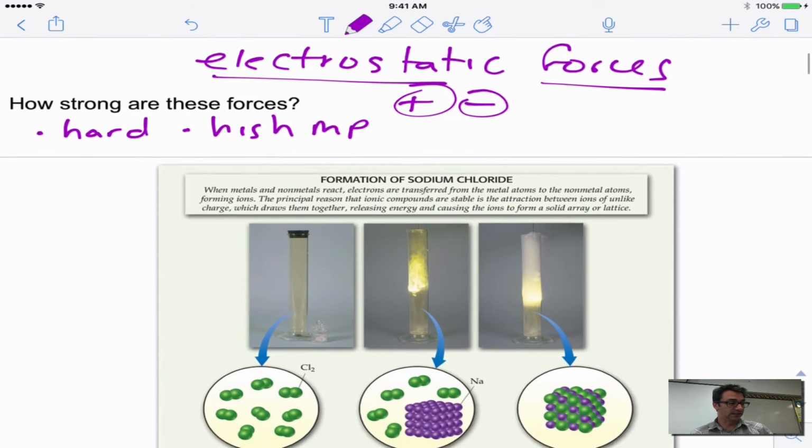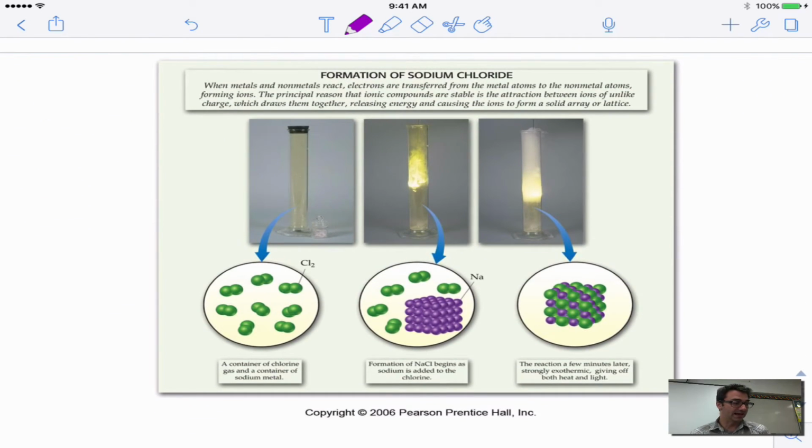Now, let's take a look at something I can't do in class because it's too dangerous: the formation of salt, NaCl. And you'll notice I keep saying the term salt. Salt is almost synonymous with ionic. We'll go back and forth and talk about that. We'll say ionic salt. That's how we will say those two terms. I use them interchangeably all the time.